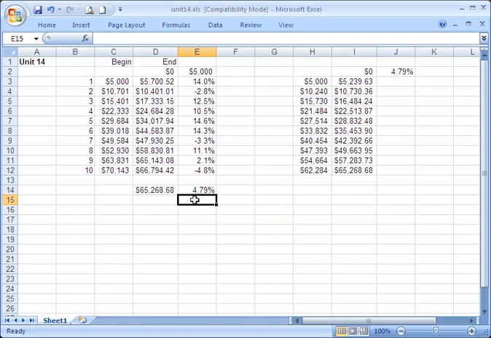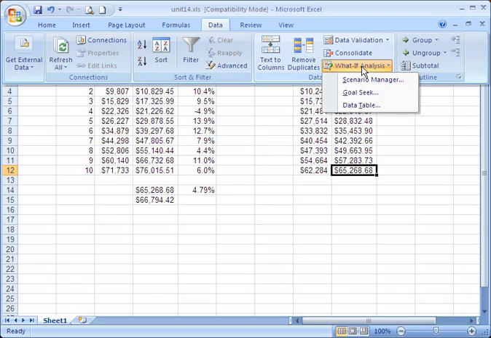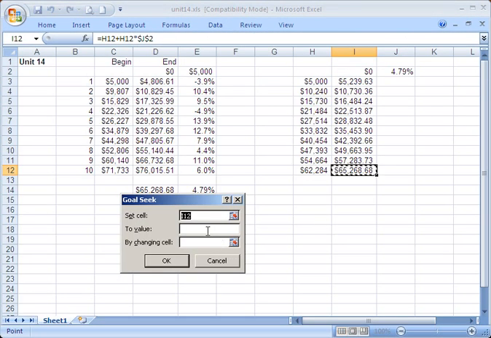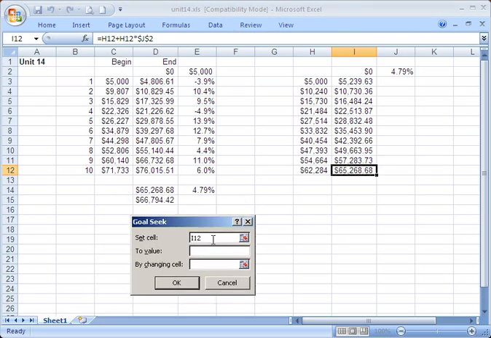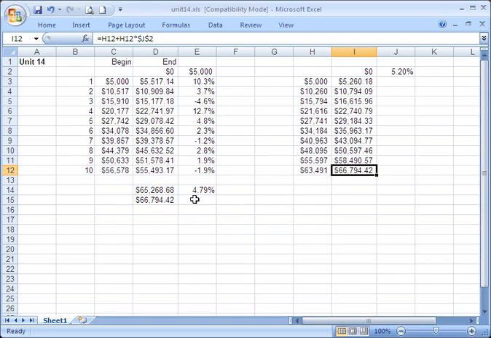But that's not the only possibility. For example, here's another thing that might happen. We might earn $66,794.42. What's the IRR in this case? To calculate it, all we need to do is use goal seek again. In this case, the IRR is 5.2%.